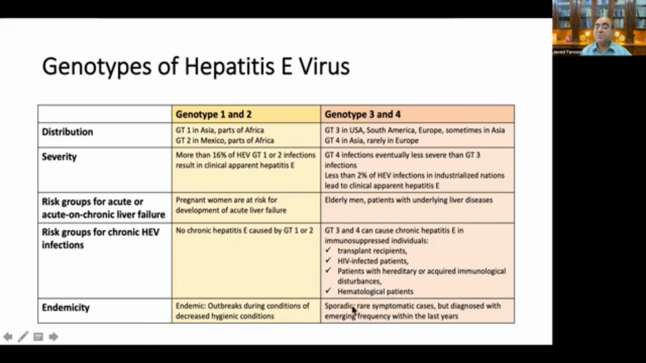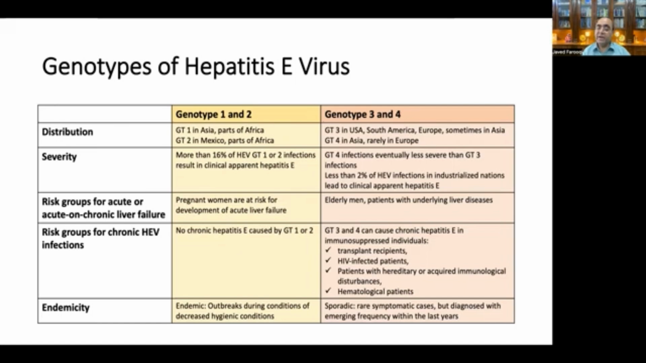Coming to the endemicity, genotype 1 and 2 were endemic, and outbreaks occurred during decreased hygienic conditions, while genotype 3 and 4 are sporadic. They haven't reported any endemicity. Rare symptomatic cases have been found, but diagnosed with emerging frequency within the last years. In the last couple of years, more and more cases of genotype 3 and 4 are being reported. So this is the comparison of genotype 1 and 2 with genotype 3 and 4.